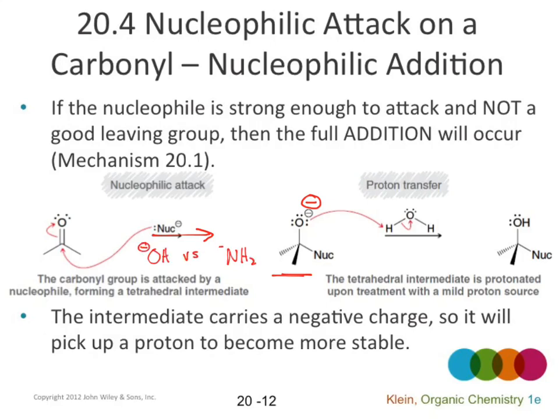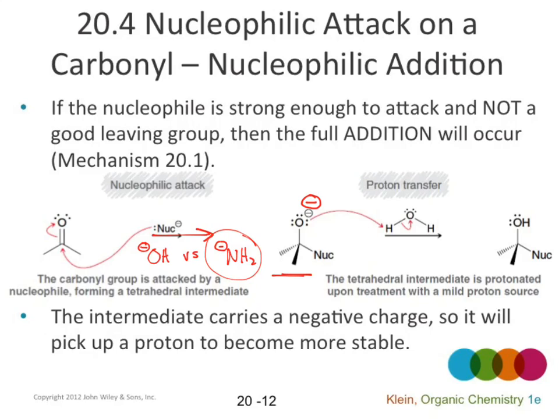Why is NH2 minus the stronger nucleophile? Because nitrogen is more willing to give up its electrons. Yes. Why is it more willing to give up its electrons? Because nitrogen is less electronegative than the oxygen. It is more willing to give up those electrons. Nitrogen is a stronger nucleophile. Okay. What else could we do?